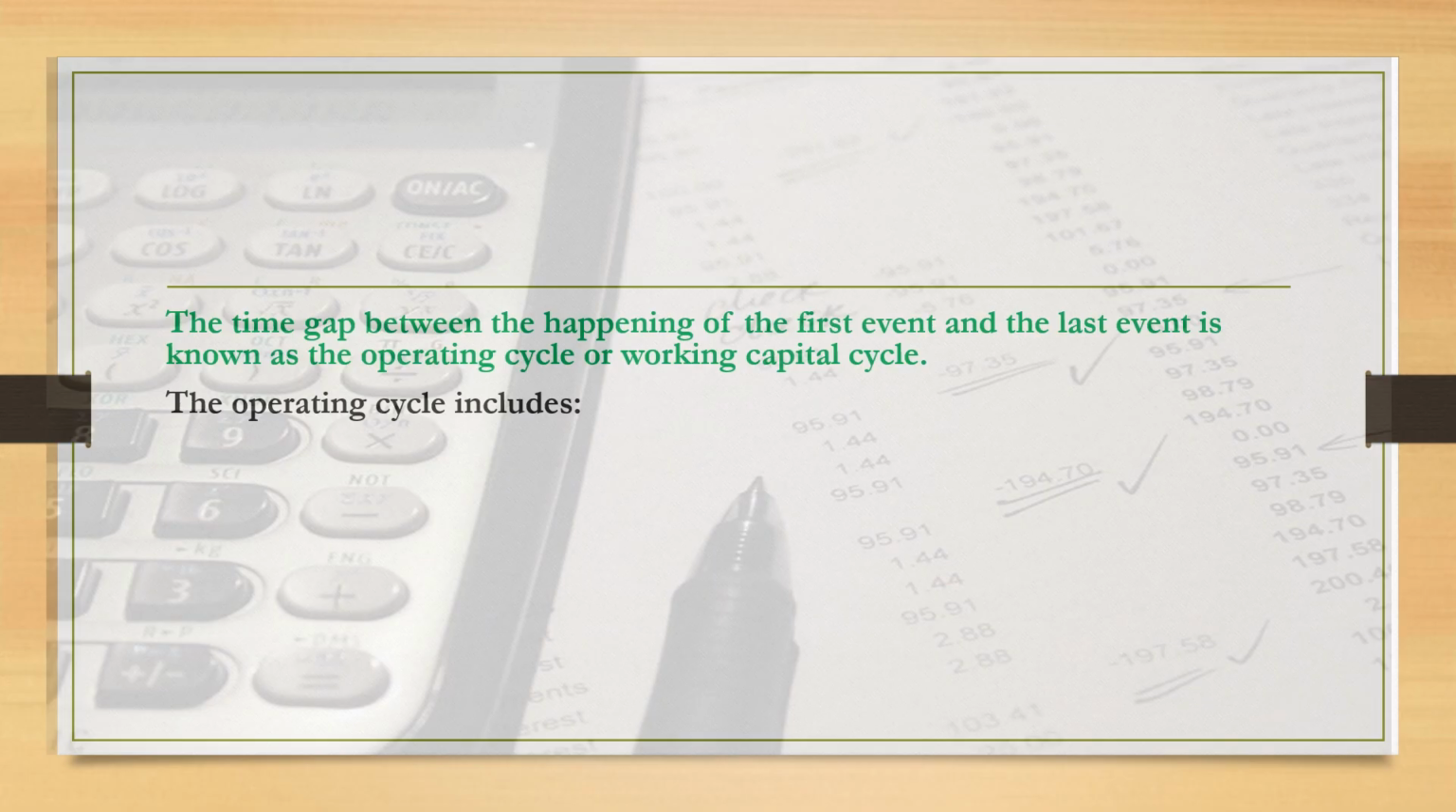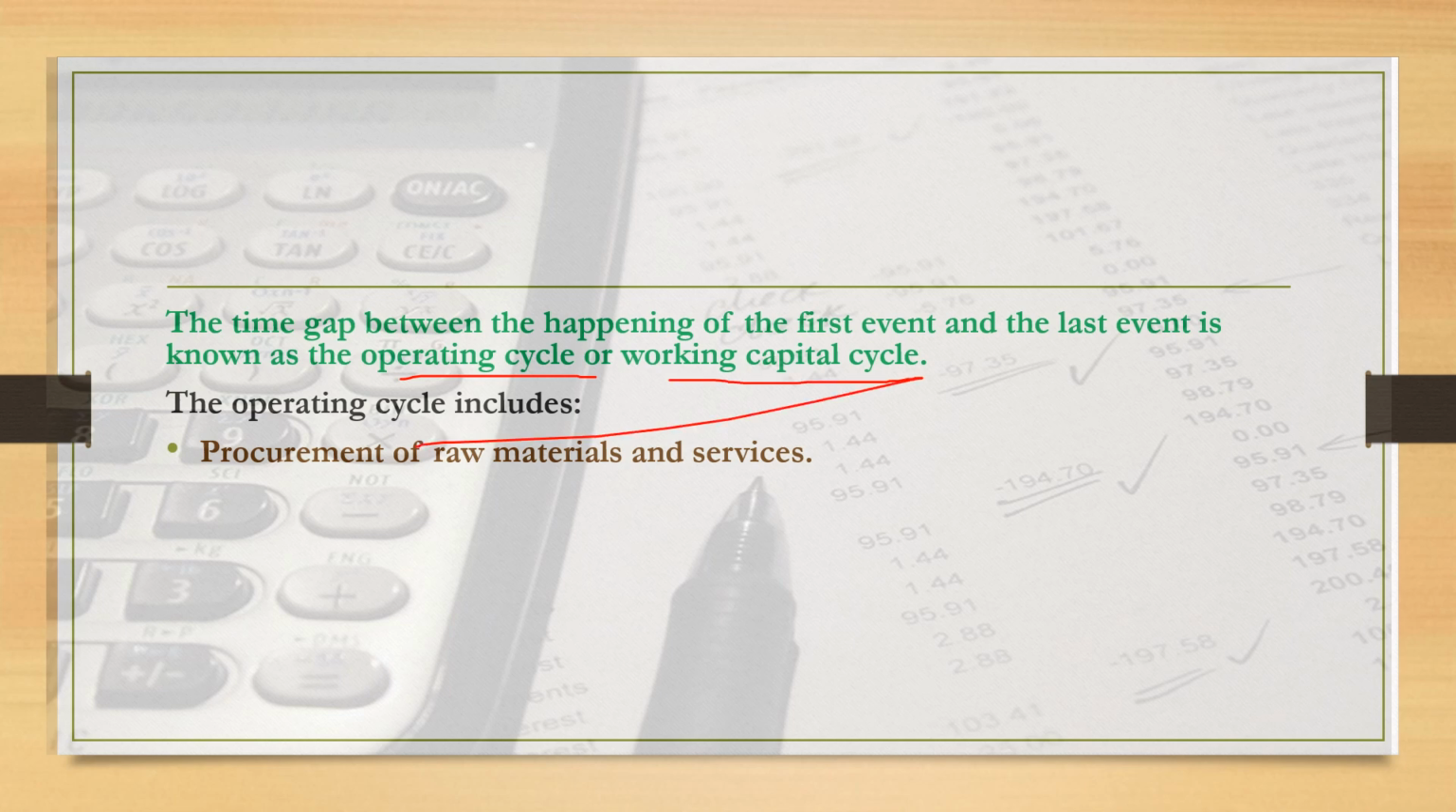Then we'll see next. See, the time gap between the happening of the first event and the last event is known as the operating cycle or working capital cycle. What does this operating cycle or working capital cycle include? First one is procurement of raw material and services. First you need to procure raw material.